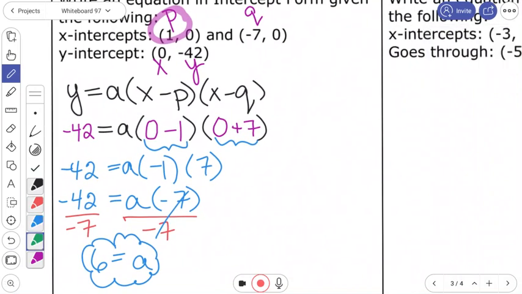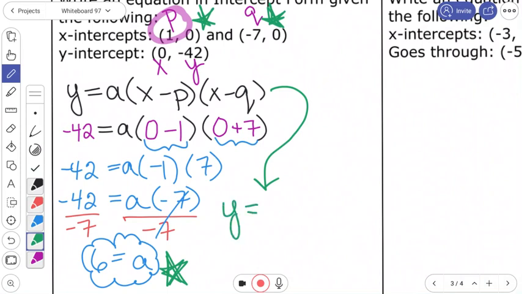Step 4 says we are going to rewrite our equation in intercept form using our A value, our p value, and our q value. Only those 3 items. So in black, we have our intercept form. Y equals, we're subbing in A, which was positive 6, times x minus p becomes x minus 1, times x minus q becomes x plus 7. That's your first example.